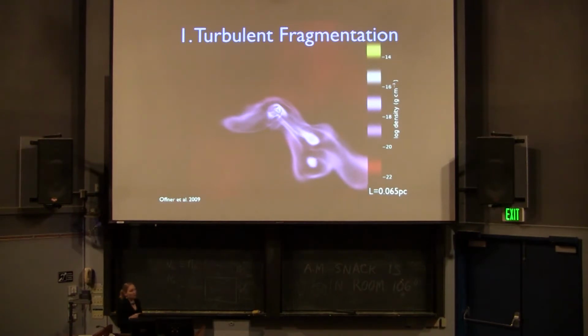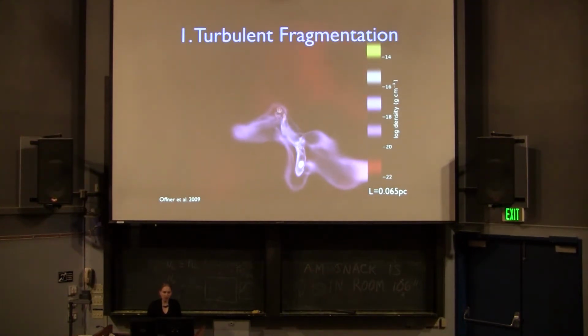So there are 2 main paradigms to produce multiple systems at early times. The first is turbulent fragmentation. So the idea behind that is that cores are not spheres. They have some structure. They have some internal turbulence. And you might have a particular core that might look like a particular Jeans mass, but within it, the substructure might independently collapse and create a multiple star system.